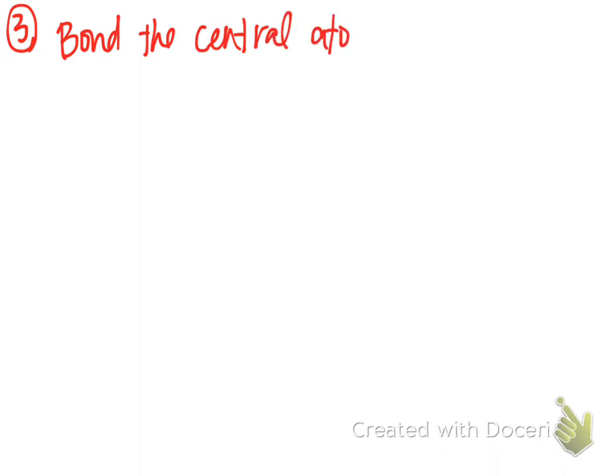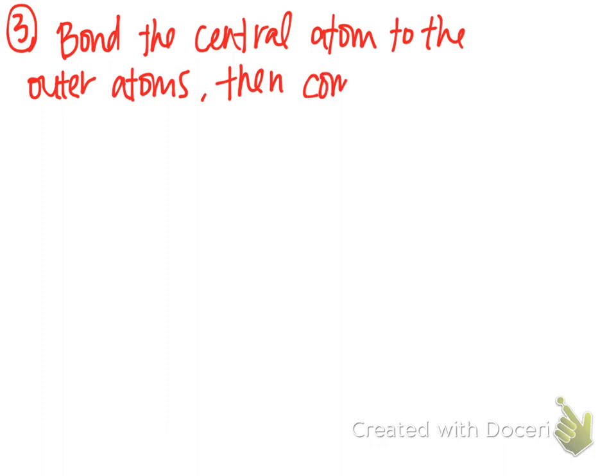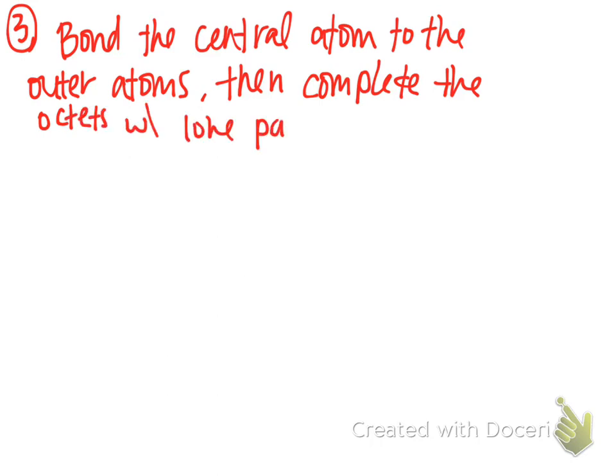After we've counted valence electrons, after we've drawn the skeleton, now we're going to bond the central atom to the outer atoms. Okay, then complete the octets with lone pairs.